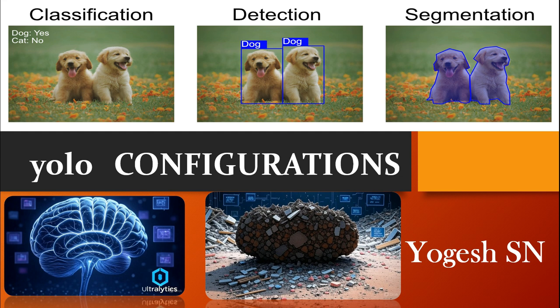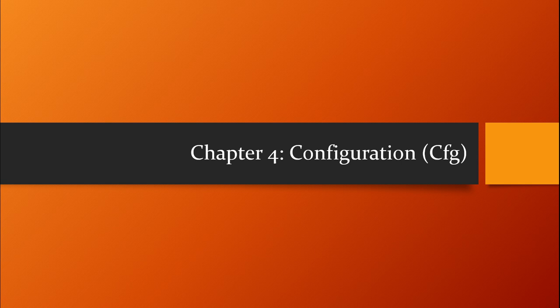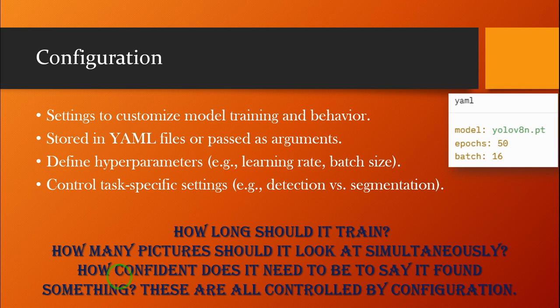So now, when we want to train our AI expert on our specific study material, or perhaps use it to make predictions, there are many dials and switches we need to set. How long should it train? How many pictures should it look at simultaneously? And how confident does it need to be to say it has found something? These are all controlled by configuration. Basically, it helps to customize model training and behavior.